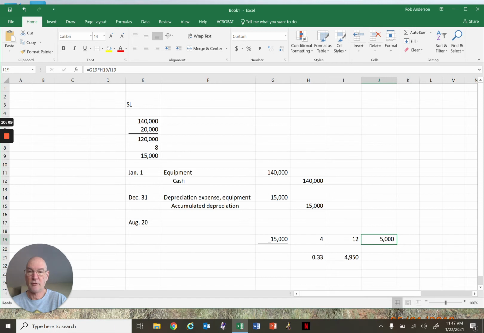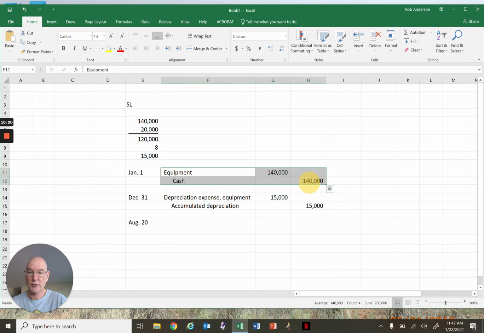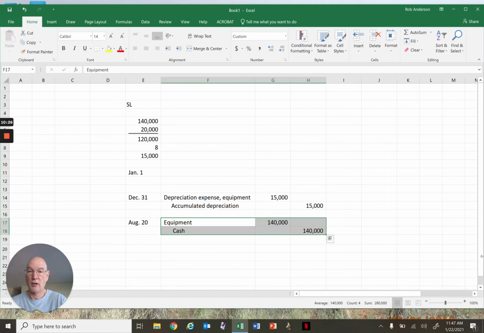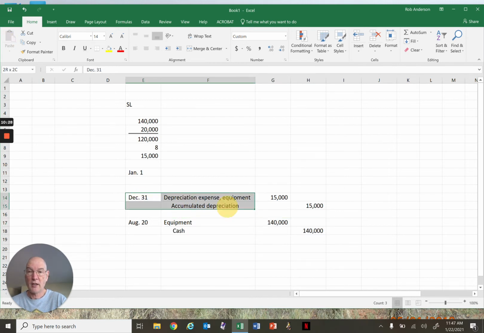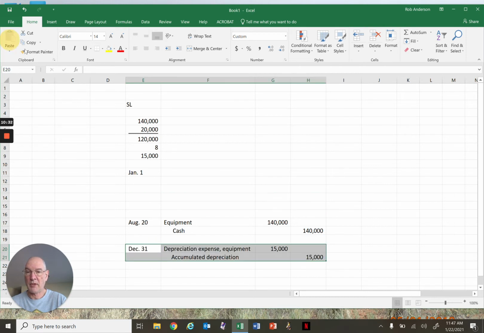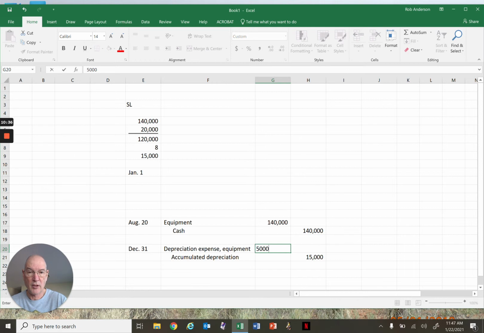So that's $5,000. If you had purchased this equipment on August 20, then of course your journal entry to purchase it would have been right here on August 20, and then your depreciation expense on December 31, as we just calculated, would be $5,000.